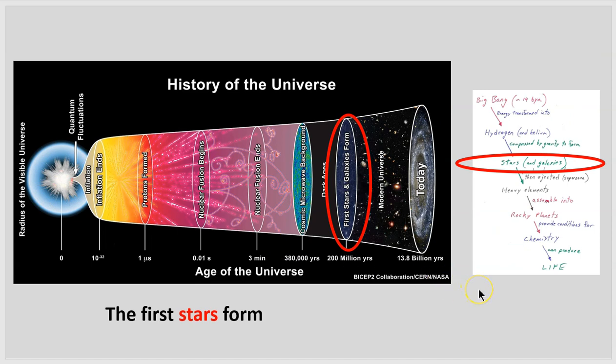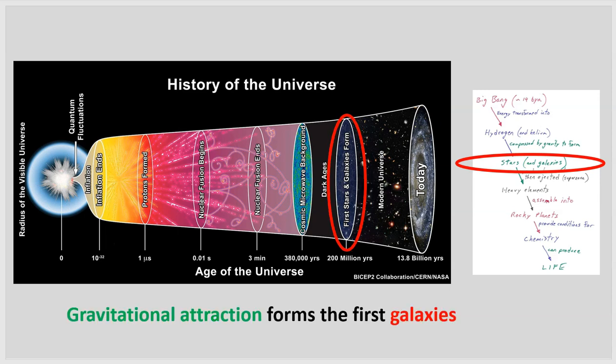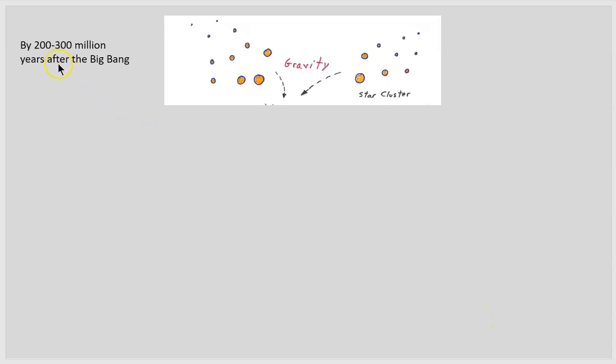That brings us then to the formation of the first stars. And with the formation of the first stars, of course, we get the formation of the first galaxies, because galaxies are large numbers of stars bound by gravity. So here we are, 200 to 300 million years after the Big Bang. We have our first stars in star clusters, and then gravity will merge some of those star clusters to produce larger galaxies.